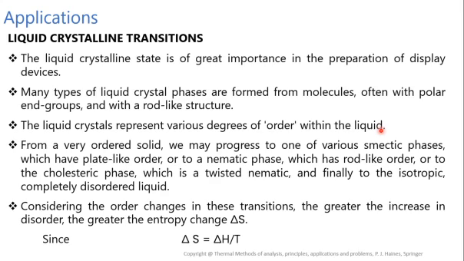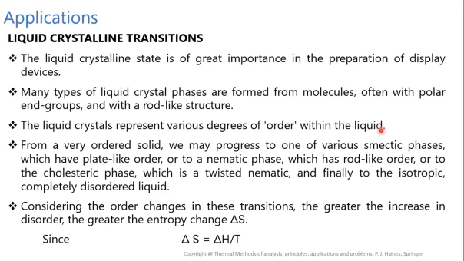From a very ordered solid, we may progress to one of the various smectic phases, which have plate-like order, or to a nematic phase, which has a rod-like order, or to the cholesteric phase, which is a twisted nematic, and finally to the isotropic, completely disordered phase. Considering the order changes in the transition, the greater the increase in disorder, that is the entropy, the greater the amount of entropy change.